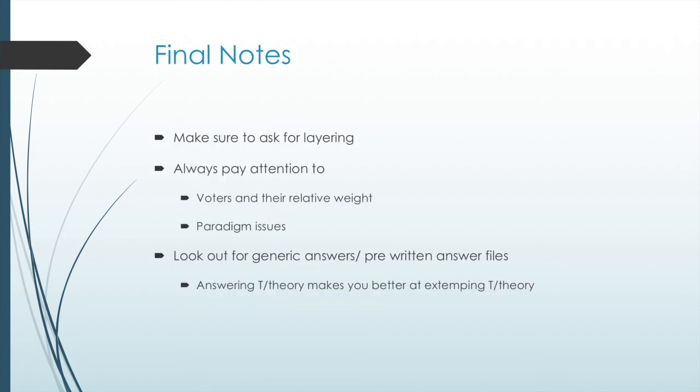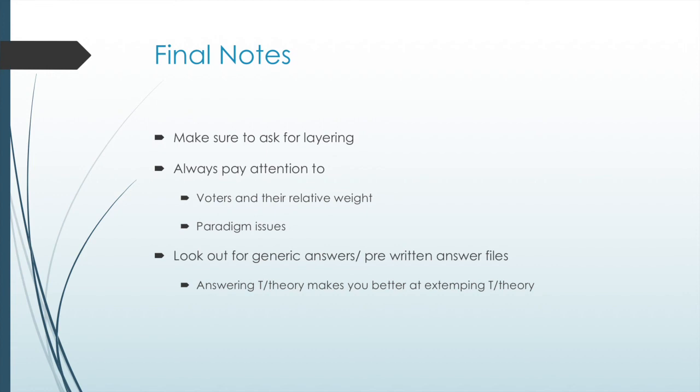So just some final notes on answering T in theory, just final tips that are important to consider. Make sure that you always ask for layering from your opponent. If your opponent reads a T or theory shell, they are basically criticizing you on a layer that is higher than the content layer. They are saying that before the judge looks at whether or not the resolution is true, they need to look at this T theory issue. But you should always just clarify with them that they are reading T in theory as a higher layer.